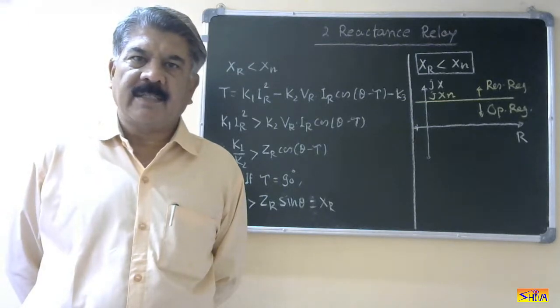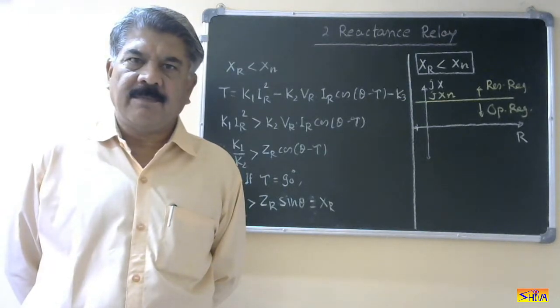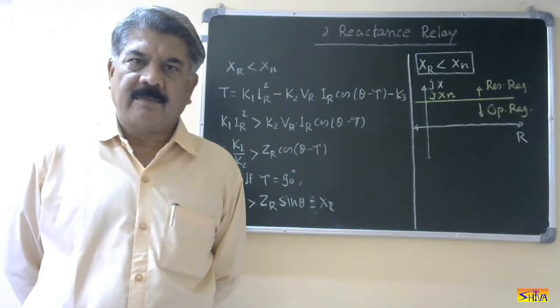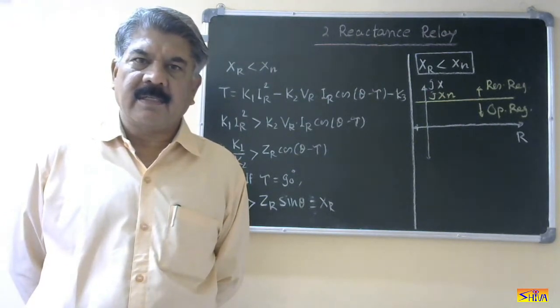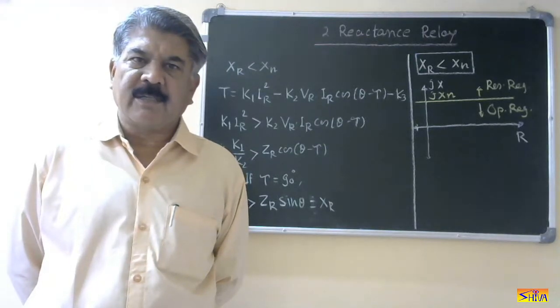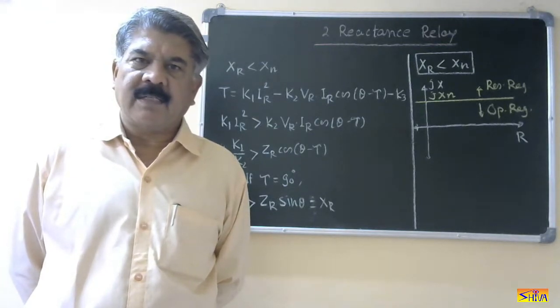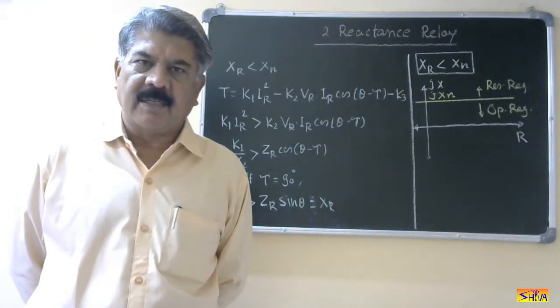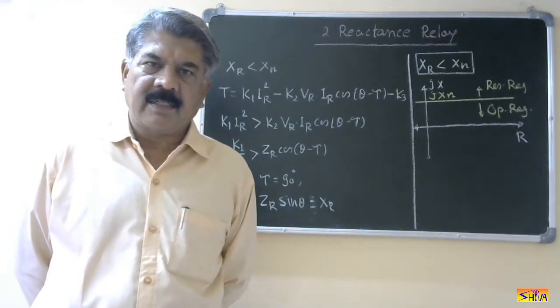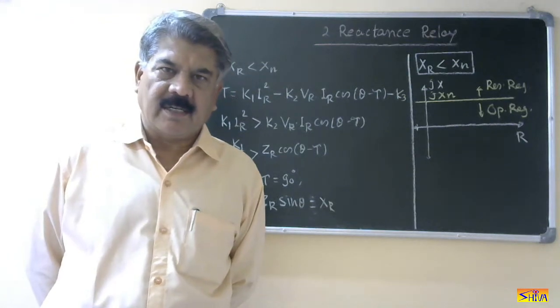I had explained the salient features of distance relay and then its types. There are three basic types: impedance relay, reactance relay, and Moore relay. Out of these three relays, I had explained the details of impedance relay as well as its performance when it is used to protect a transmission line. Today, I will discuss the reactance relay.